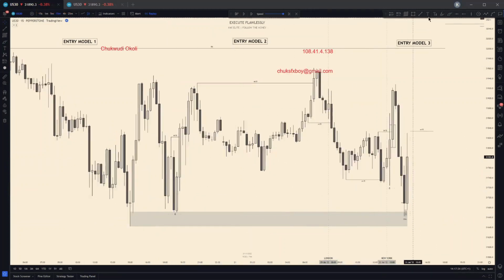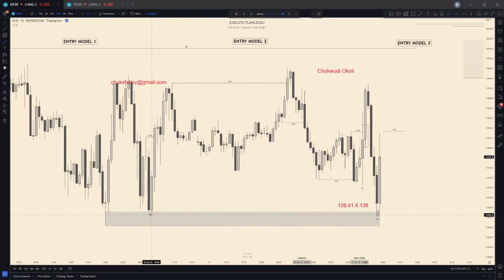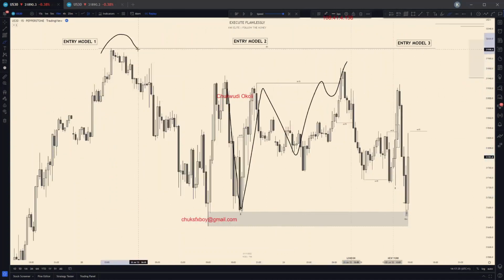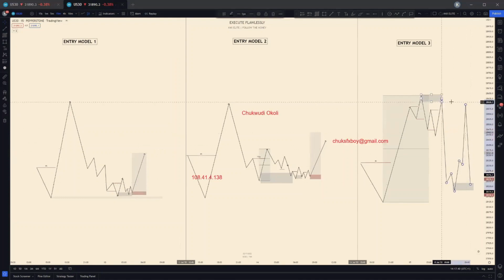If there's nothing before it, then you have to wait for the 1 minute to do something. And what we can see is, after it's done all this, it still hasn't taken out this high. You can always play this as long as it hasn't taken out the actual 4-hour high.